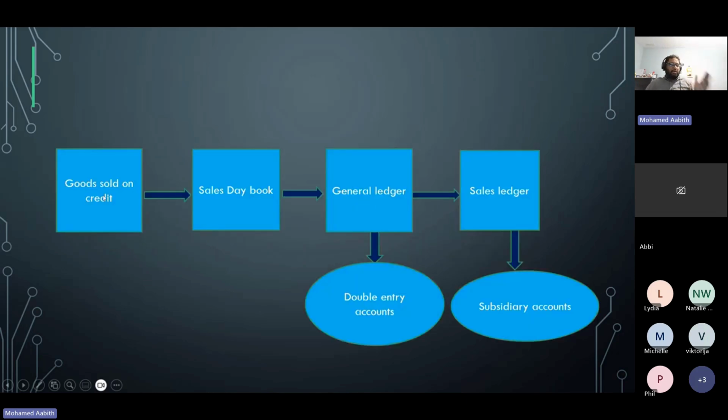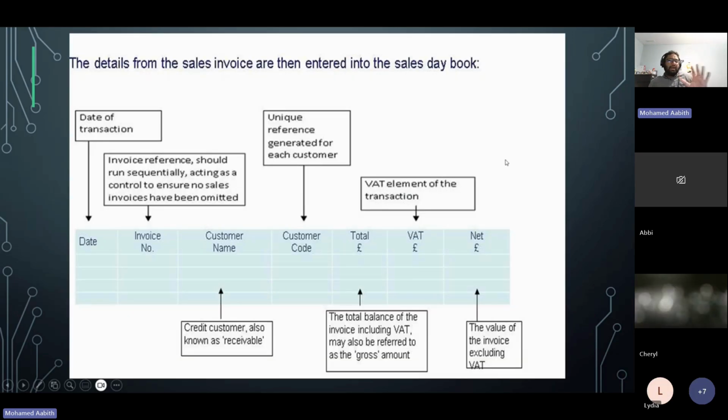So here the goods are sold on credit, and it goes into the sales daybook. From the sales daybook, we will transfer this data into the general ledger, which is your double entry account. And then the same detail will go into your sales ledger, or another name for it, your receivable ledger, which is your subsidiary account. The subsidiary account runs parallel to your general ledger. We're going to look into that in more detail later on as well. Okay, so here, for example, is a detail of how a sales daybook will look.